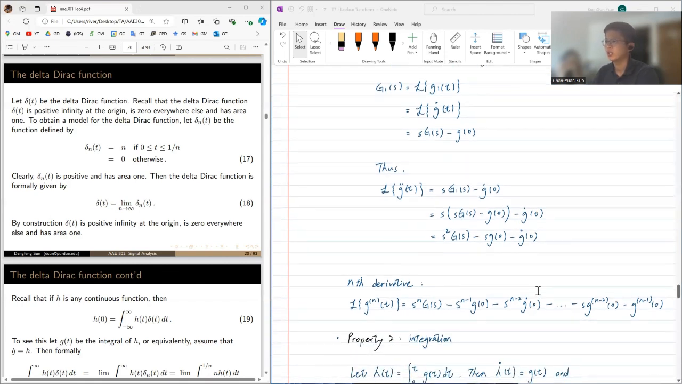As you can imagine, you can apply the same trick to obtain the Laplace transform of the nth derivative of g. In the end, you will get this general expression shown here.